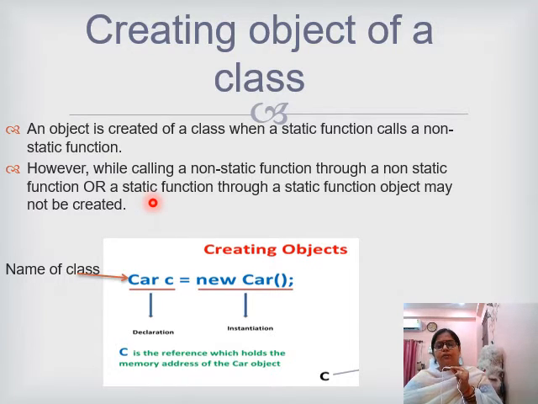Now let us recall how we are going to create an object. First we have to write the name of the class. Here C is a variable. We can say that it is a reference which holds the memory address of the Car object, that is, your class object. Then equals the new keyword; you all know that new allocates a memory location. Now this is also your class name. This is how we have created an object of a class.